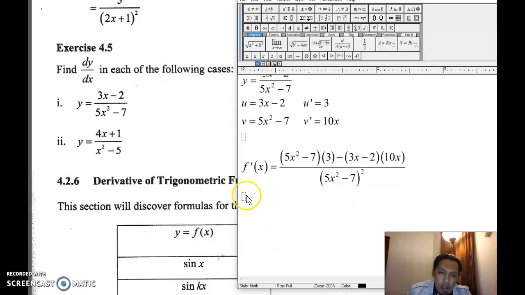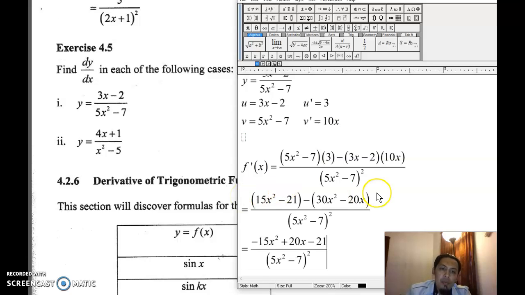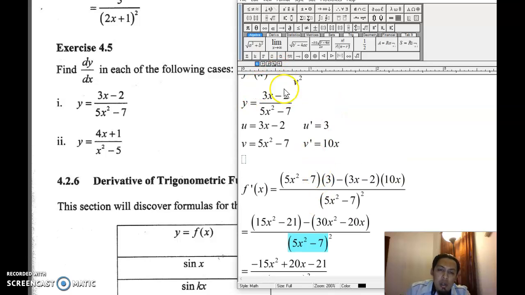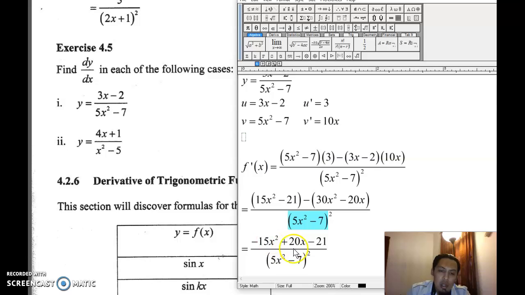After you have input everything, just simplify it to get this final answer. Usually we don't really simplify it till the end. That is just sufficient. Usually we just leave the denominator like this and try to simplify the numerator. So this is the function and this is the derivative of that function using the quotient rule. You can try to do the second one on your own.